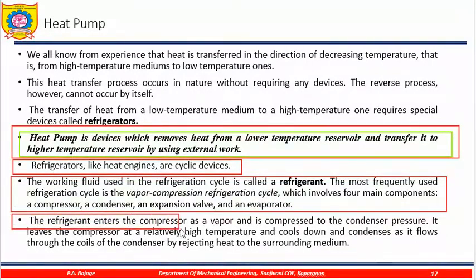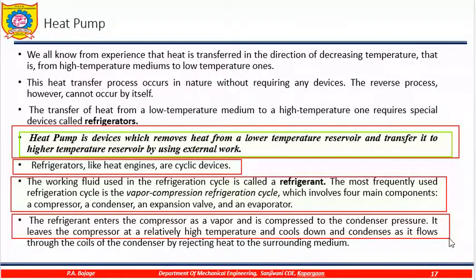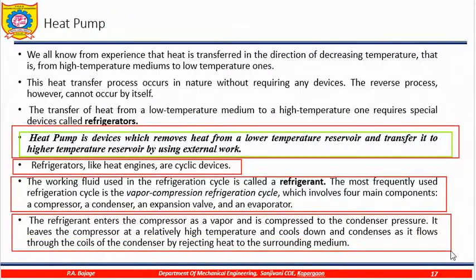The refrigerant enters the compressor as a vapor and is compressed to the condenser pressure. It leaves the compressor at a relatively higher temperature and cools down in the condenser as it flows through the coils of the condenser, rejecting heat to the surrounding medium. Now see, it is a cyclic device, as we have discussed. It consumes power, that is the electrical work input, and the desired output is the refrigerating effect.